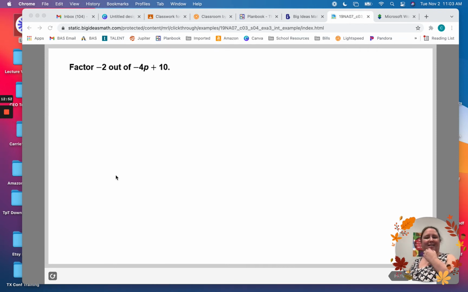Journals. This is example 3. We're to factor a -2 out of -4p plus 10. So what is the number I'm going to divide out of my two terms? Guys, factor -2 out of -4p plus 10. What number am I dividing from my two terms? -2. The terms are -4p and 10. I'm dividing a -2 from both of those. Whenever it says factor, this is the number you're dividing from both of these terms.